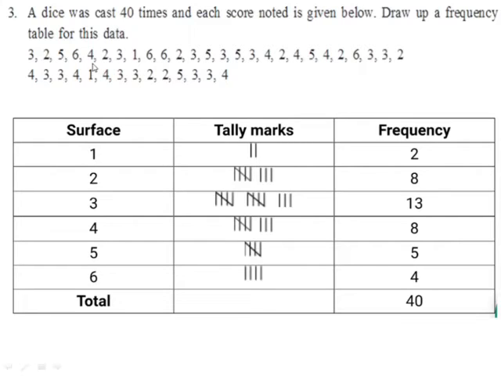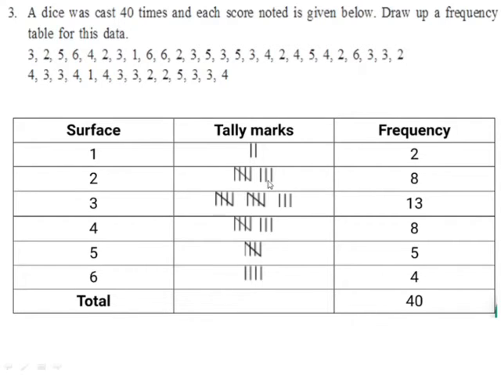Then the next score is 4, then make one more tally mark for 4 in the column of tally marks. Likewise, you will read the scores and make the tally marks for the given data. Now after putting all the tally marks, we will count the number of tally marks. Here there are 2 tally marks, therefore the frequency is 2. That is, 1 appeared 2 times on the top surface of the dice.